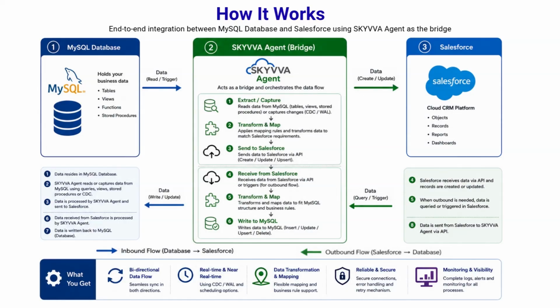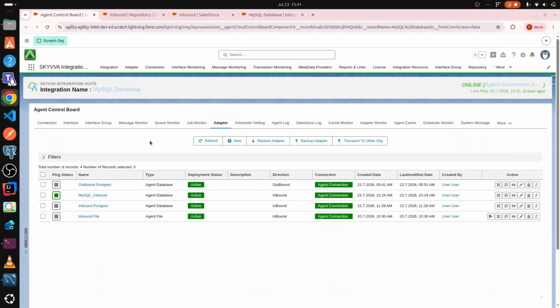The agent performs data transformation and field mapping to ensure compatibility between both systems, delivers secure and reliable data transfer with built-in validation and error handling, and offers comprehensive monitoring and logging for complete visibility into the integration process. Overall, SKYVVA Agent simplifies integration by automating data movement, maintaining data consistency, and ensuring that both MySQL and Salesforce remain synchronized efficiently. Now, we will show and explain how to set up the adapter and configure the interface.